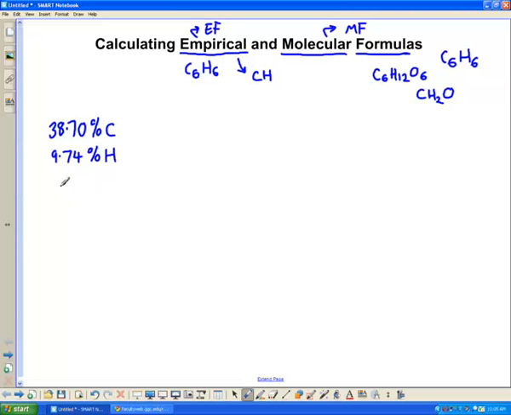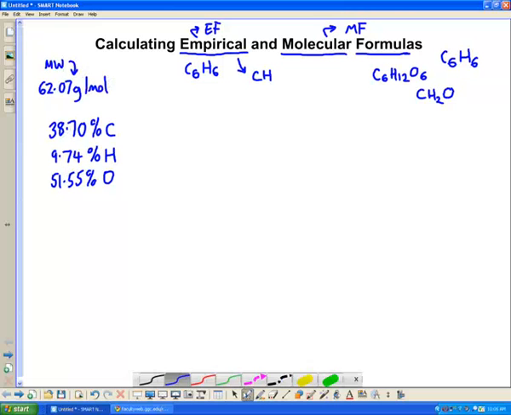and the mass percent of oxygen is 51.55%. The molecular weight of the molecule is 62.07 grams per mole. Okay, so that's the molecular weight of the thing we're trying to find the empirical and molecular formulas for. So these are the 4 things that you'll always need to be given in order to be able to do the necessary calculation. And you've got the amounts in percentages of each atom present.